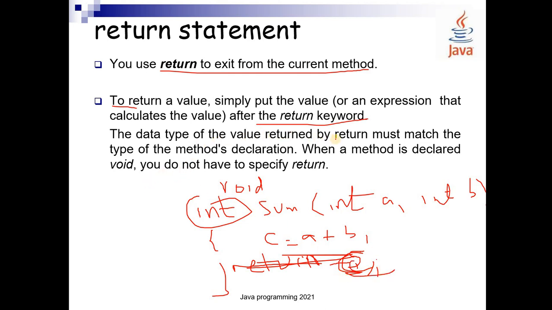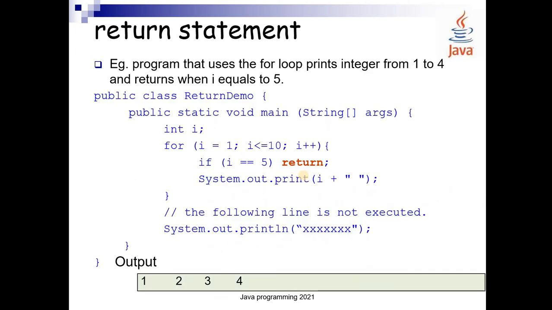The data type of the value returned by return must match the type of the method's declaration. If you are returning something like c here, and the return type was int, the value we are returning should also have the same type. When we declare a method as void, like void sum, for example, we do not have to specify any return keyword. So this is an example.